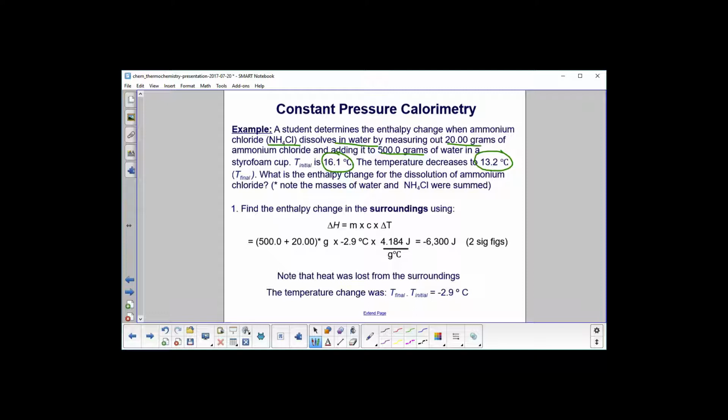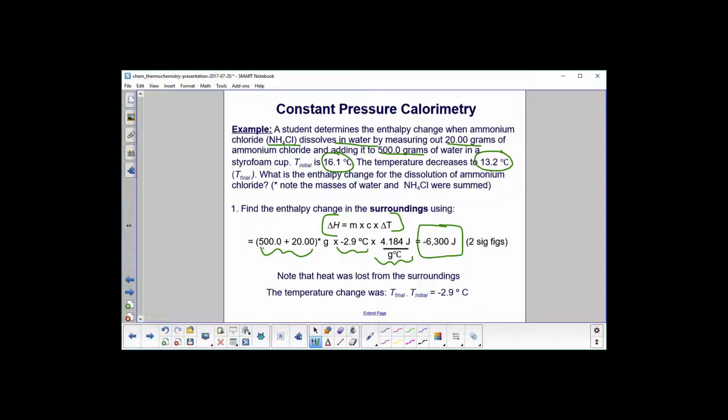Note, when we use the masses, we're going to add the mass of the water and the ammonium chloride. We have to conserve matter here, of course. So ΔH, the enthalpy change of the surroundings, is the total mass. So it's this 500 plus 20, right? The 500 is the water and the 20 is the ammonium chloride. We multiply that by the ΔT, and it's a negative ΔT. The temperature decreased. Here, c for water, 4.184 joules per gram Celsius. And we get negative 6,300 joules.